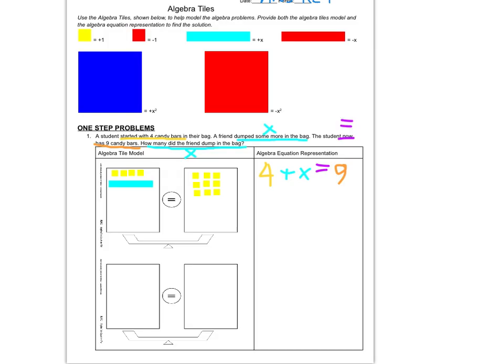We saw that they dumped some amount. We didn't know how much that was. So what am I trying to find? I'm trying to find how much this x is. We see that I have 4 on this side and 9 on this side. We can balance this out by finding just x. I can do that by taking away the 4 on the left, and if I take away 4 on the left to keep it balanced, I have to take away 4 on the right. So that would look like this.